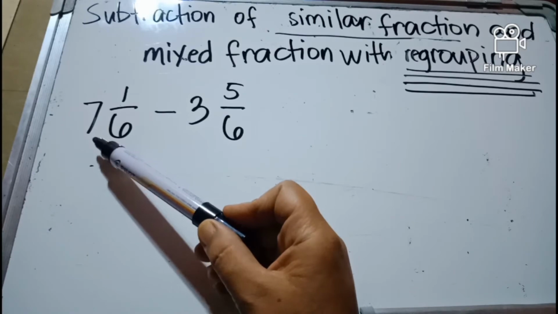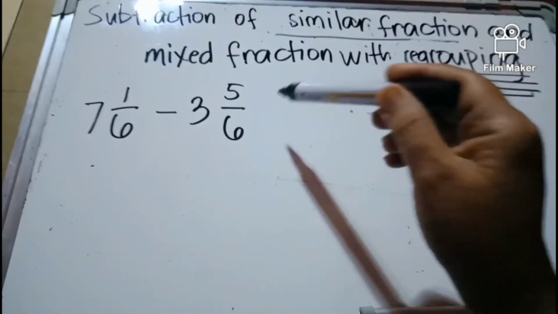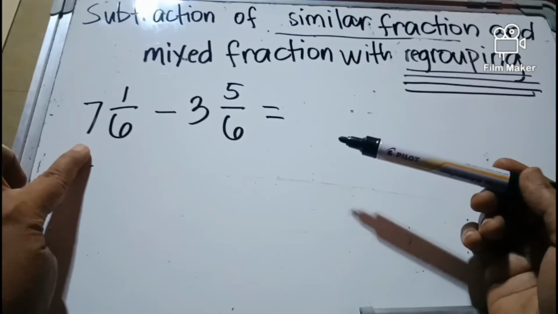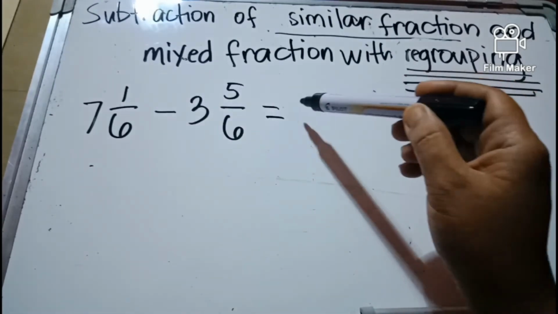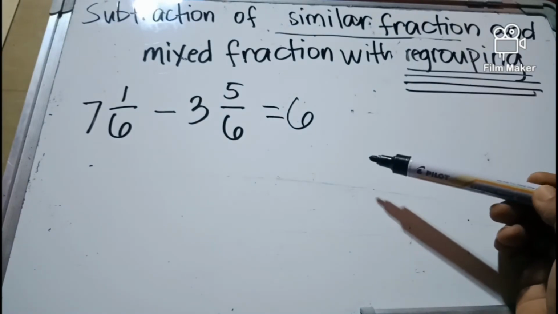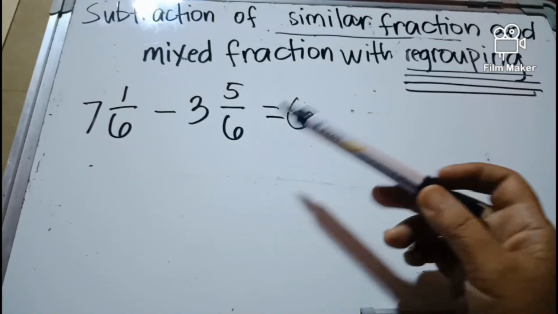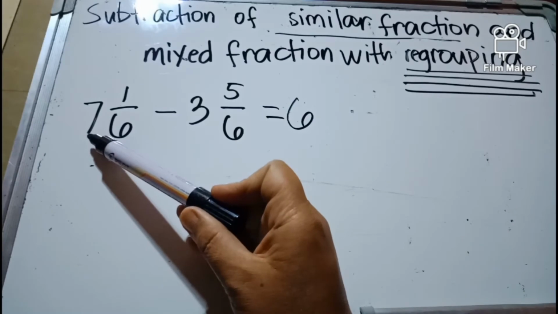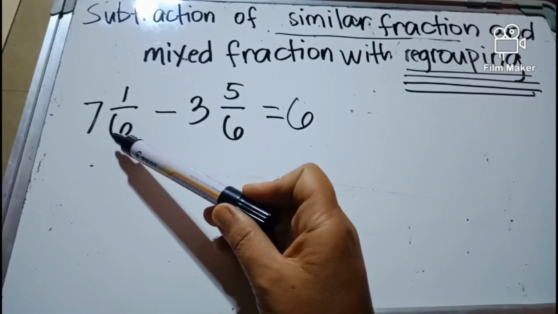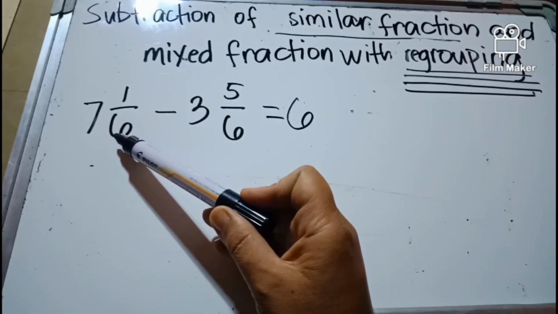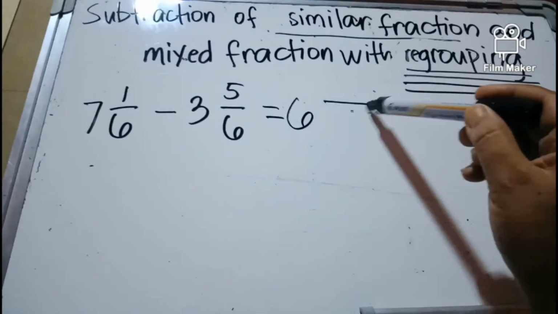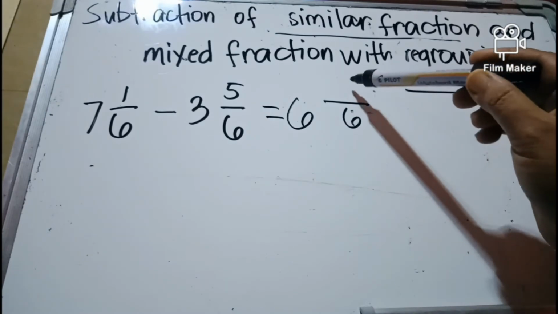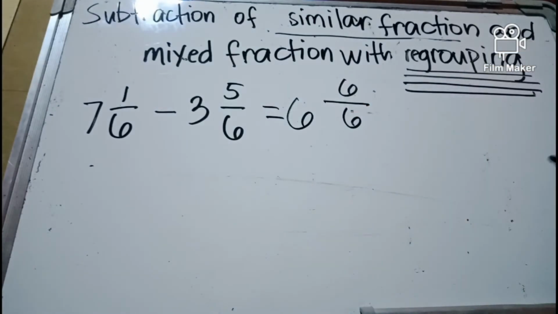I-change muna natin itong 7 and 1/6. So, yung 7, babawasan natin ng isa. So, magiging 6 na lang siya. And then, yung 1 na binawas natin sa 7, ay gagawin nating fraction equal to 1. So, since our denominator is 6, gagawin nating numerator din ay 6 para magiging fraction equal to 1.